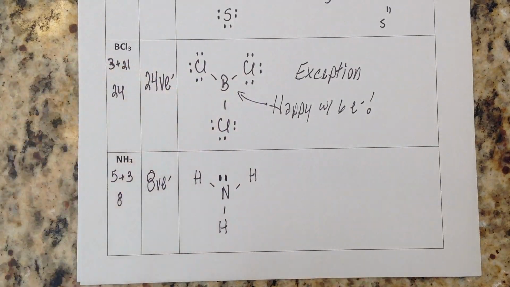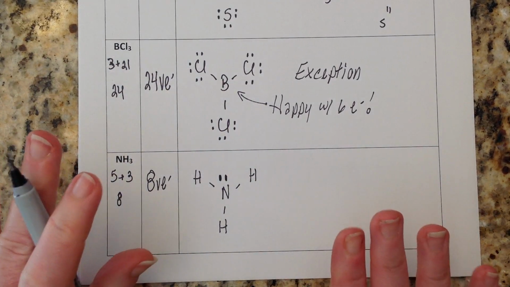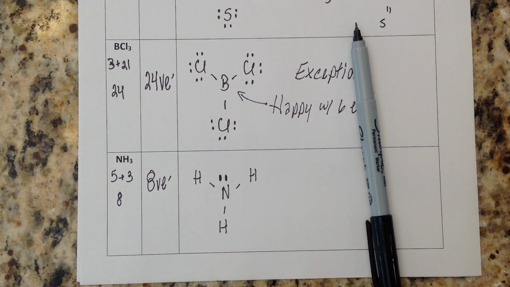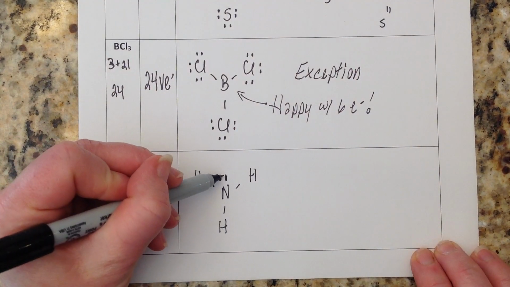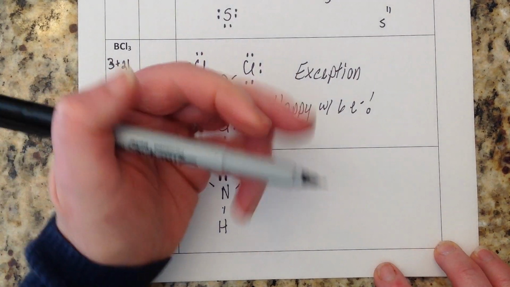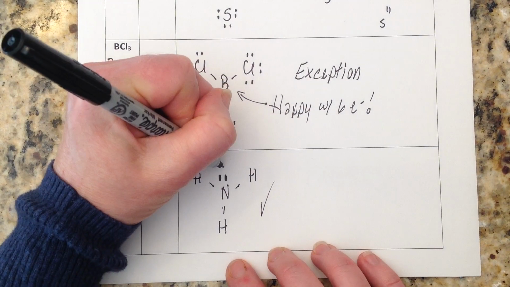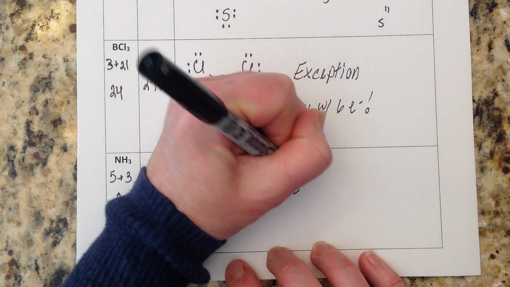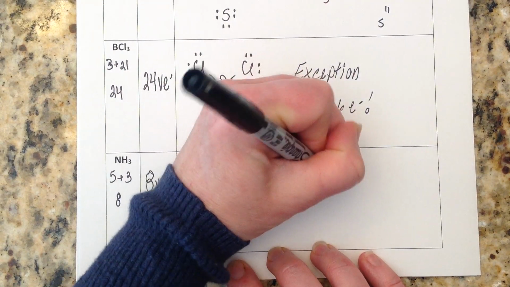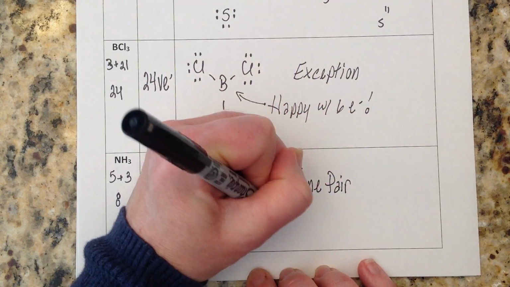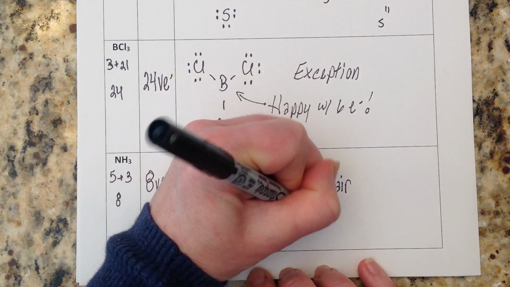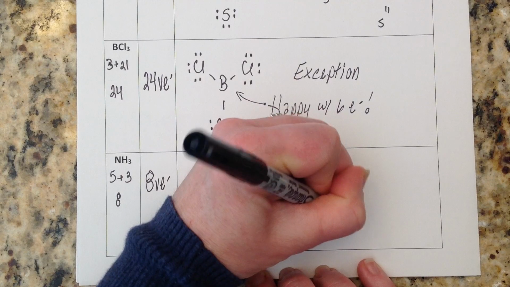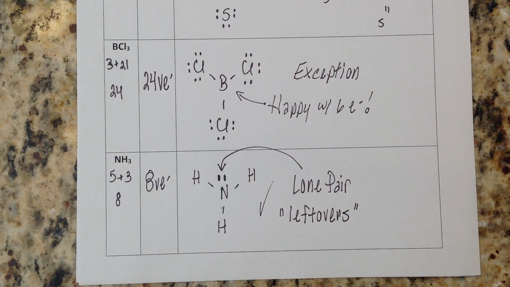7, 8. We've put them all on the table. Hands off. Is the central atom happy? Yes, it is. It has 2, 4, 6, 8 electrons, and we are all good. This extra pair of electrons, these leftovers, is called a lone pair. And leftovers always go on the central atom.